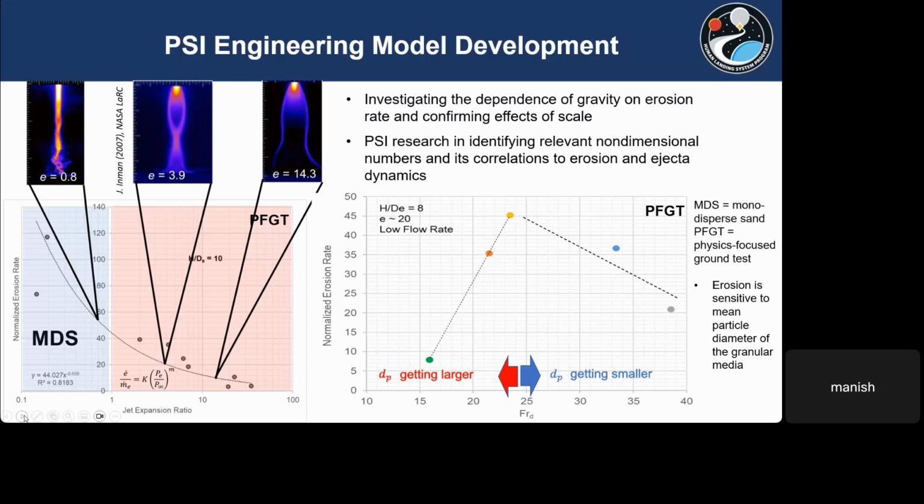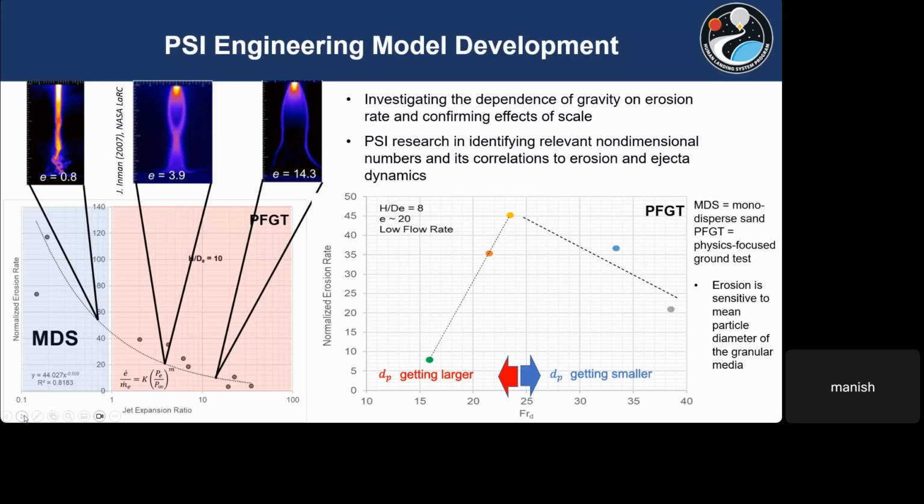So as you can expect, as your plume expansion ratio increases, your impingement pressure decreases. And guess what? That has a first order effect on erosion rate, normalized erosion rate. So you can see this asymptotic distribution, and we see this for various different granular media. MDS is just one of them, monodispersed sand.